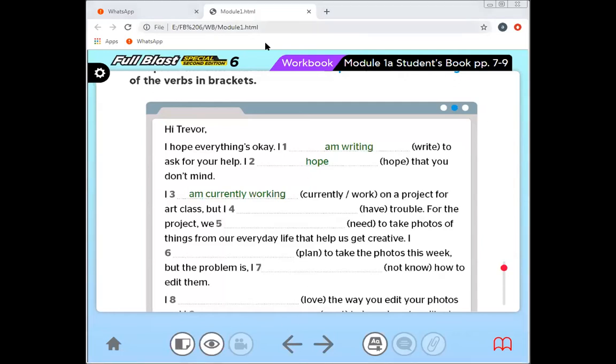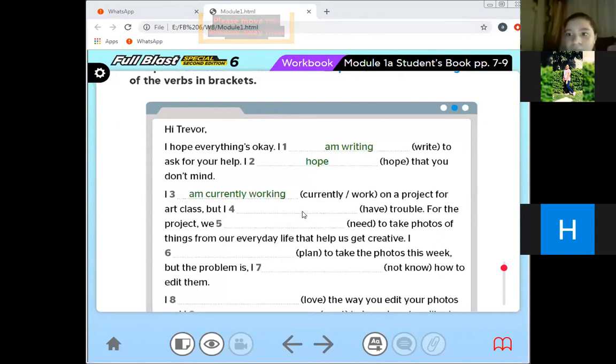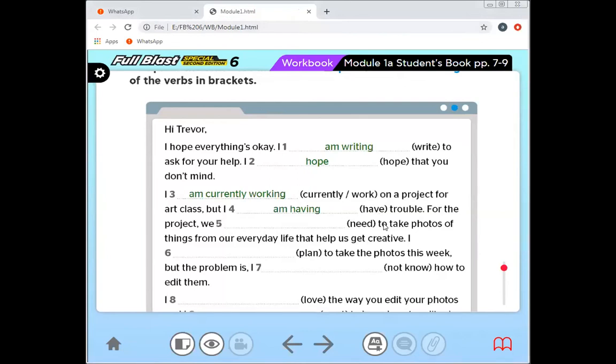Who knows the answer? I'm going to choose Aisha Darwish. Yes, Aisha Darwish. You raised your hand? Okay, Salma Mustafa. Yes, Salma Mustafa. What's your answer? I have trouble. No, I'm talking about temporary. I'm having because it's a temporary action. I'm having trouble till now. After some time, this trouble will end.